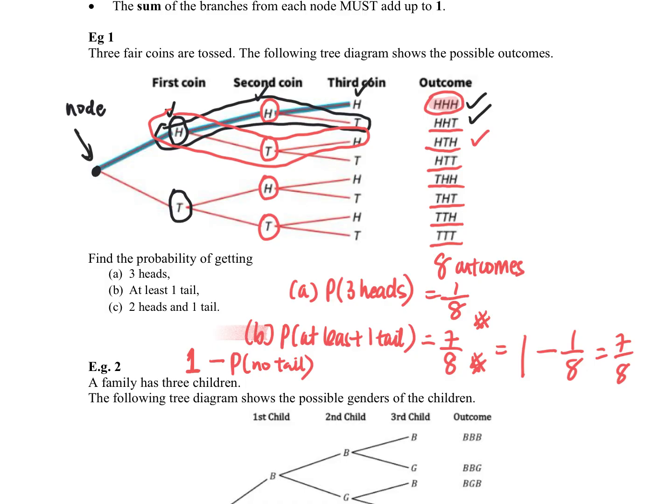Last one. 2 heads and 1 tail. They never specify what the order is. So as long as you have 2 heads and 1 tail, you want it. 2 heads, 1 tail. 2 heads, 1 tail. 2 heads, 1 tail. That's it. No more already, right? So the probability that you get 2 heads and 1 tail is 3 out of 8.